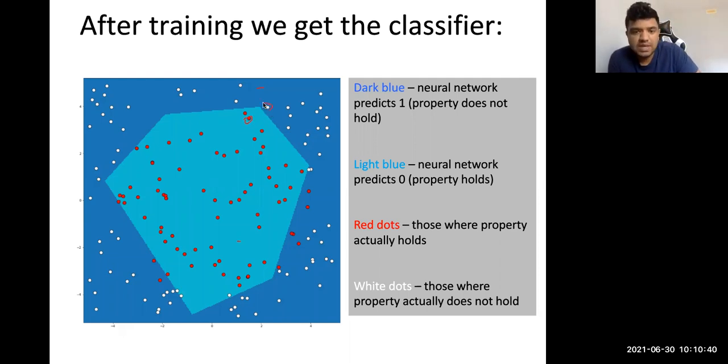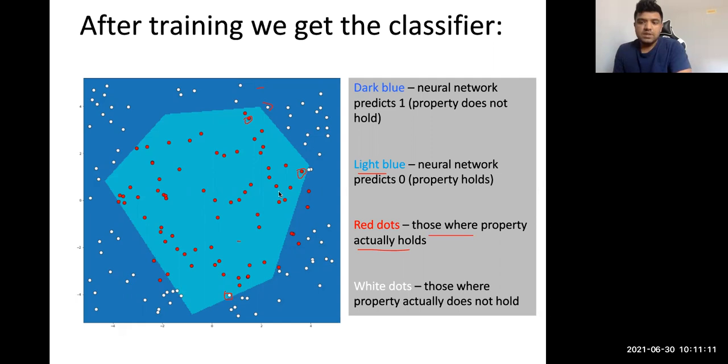So for example, here the neural network thinks the property does hold because it is in the light blue area, but it's a white dot, so it means the property does not actually hold there. Another example would be here: the neural network thinks the property holds, and the property does actually hold here because it's a red dot.